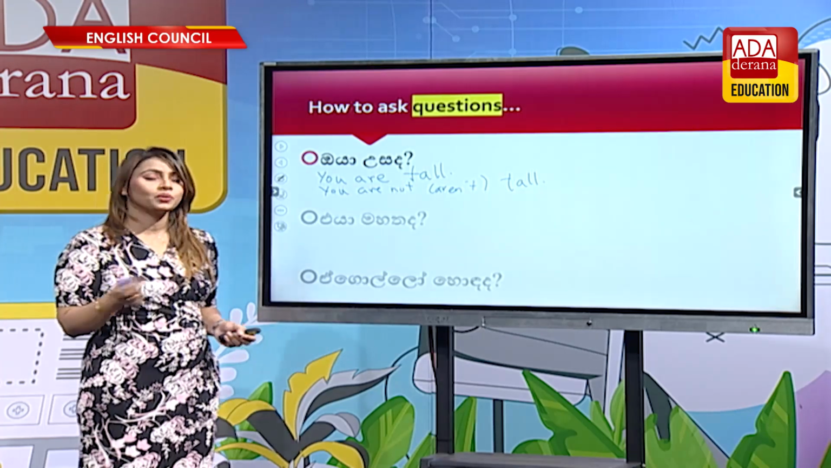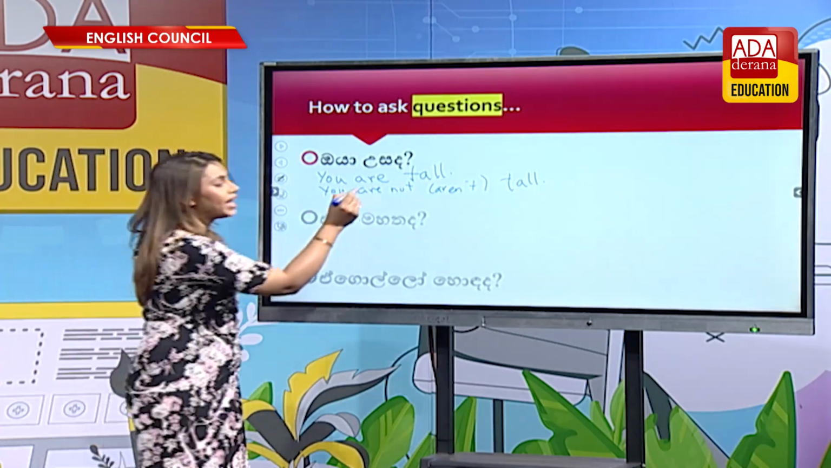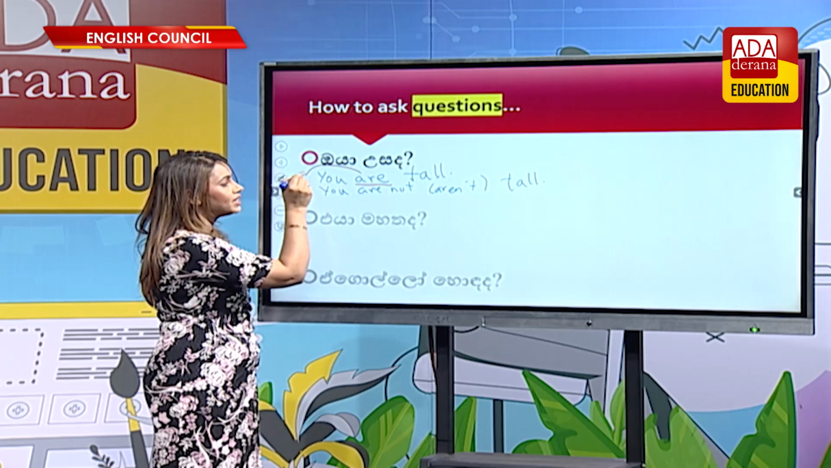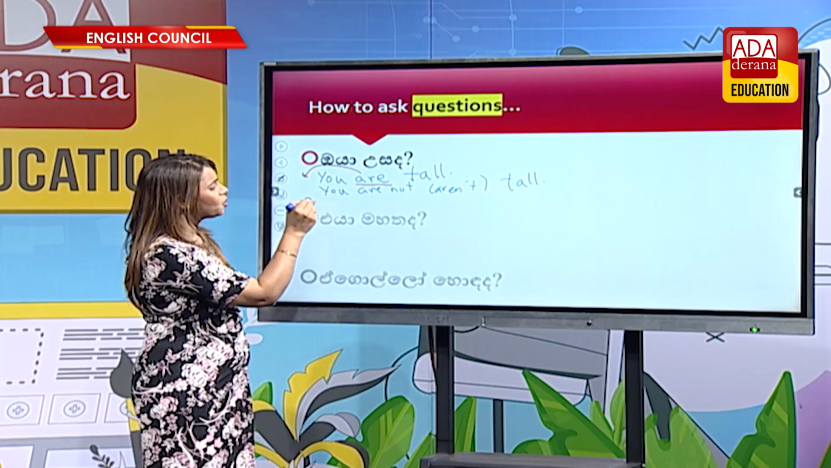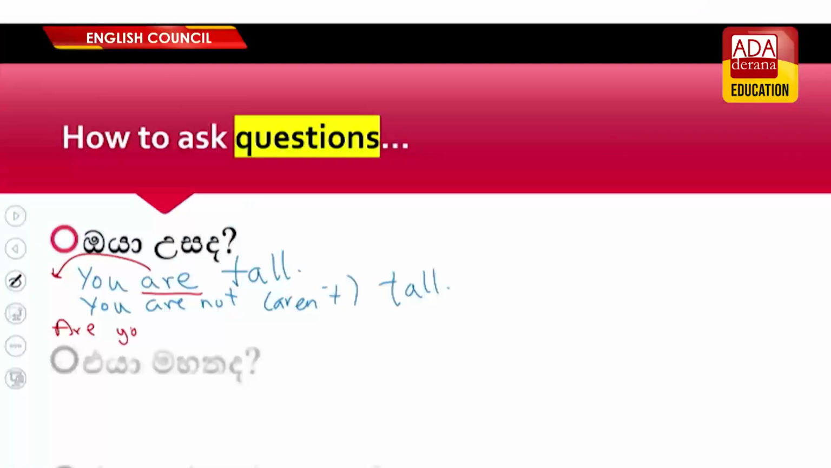So how to construct the question? Look at the screen. You take the be verb in front and you get the question. You ask the question like, are you tall? ඔයා උසද? Are you tall?